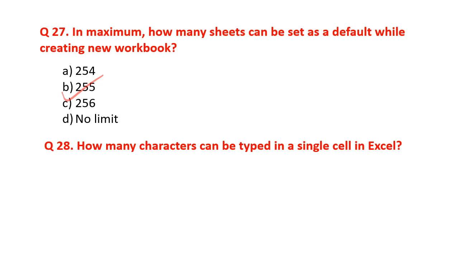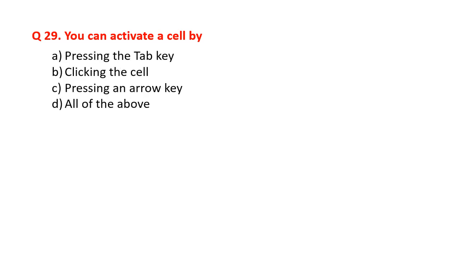How many characters can be typed in a single cell in Excel? Right answer is option B, 32,767. Next question. Question number 29. You can activate a cell by, look at the options.